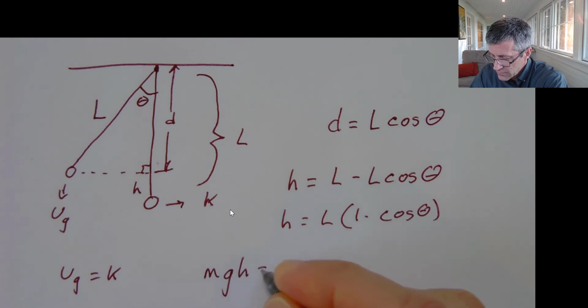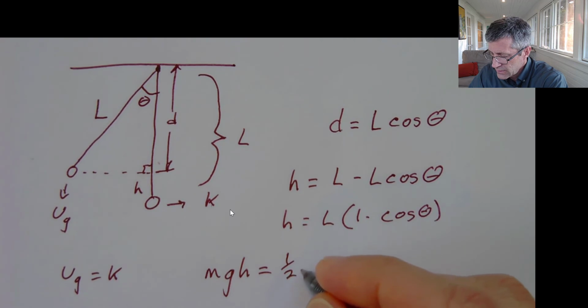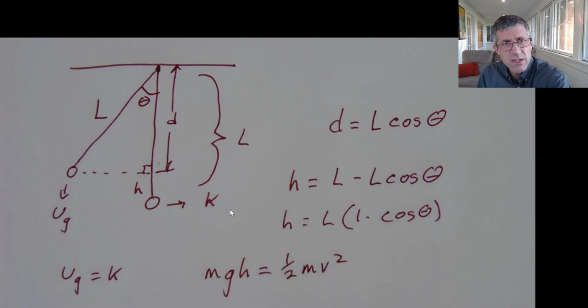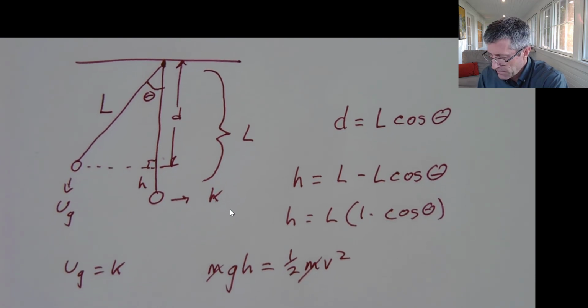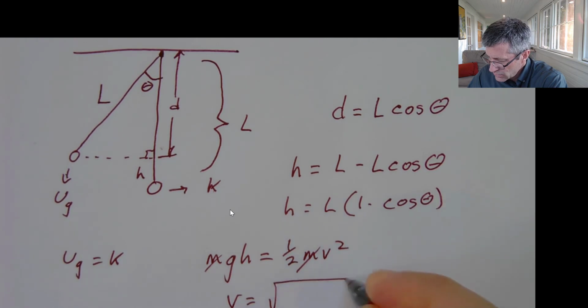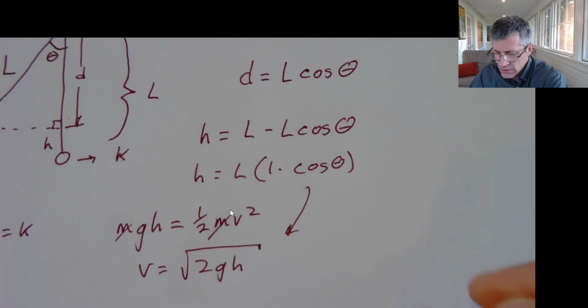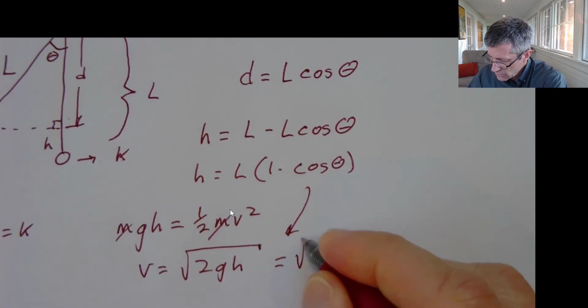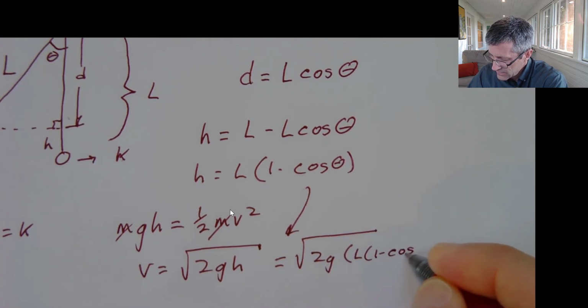Since we're close to the surface of the Earth, I'm going to say this is mgh, and I'll set that equal to 1/2 mv squared. I'm interested in velocity here. Notice I don't have springs, so my mass is going to cancel. So I can say v is going to be the square root of 2gh. And now I'll plug in what I had for h. So this is going to be the square root of 2g times L times (1 minus cosine theta).